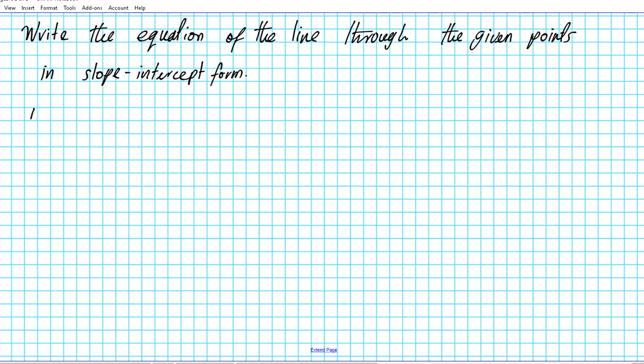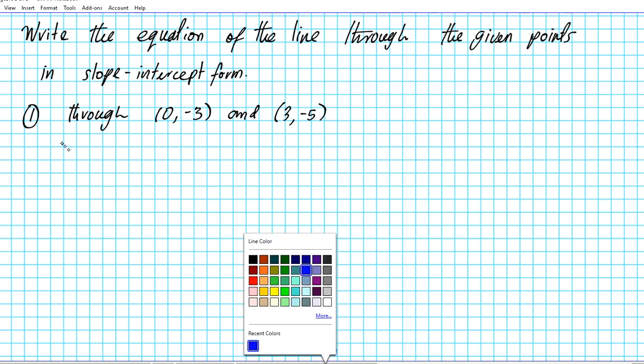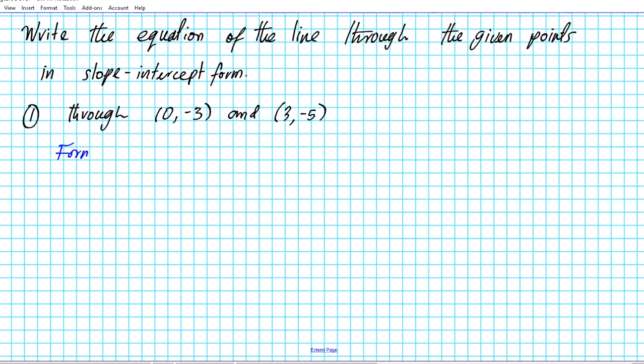Okay, so let's say for number 1, we have a line that goes through the points 0, negative 3, and 3, negative 5. To get started, we're going to write down the formula that's going to guide the problem solving process. The formula that we're going to use to write the equation of the line through these given points is the point-slope formula.